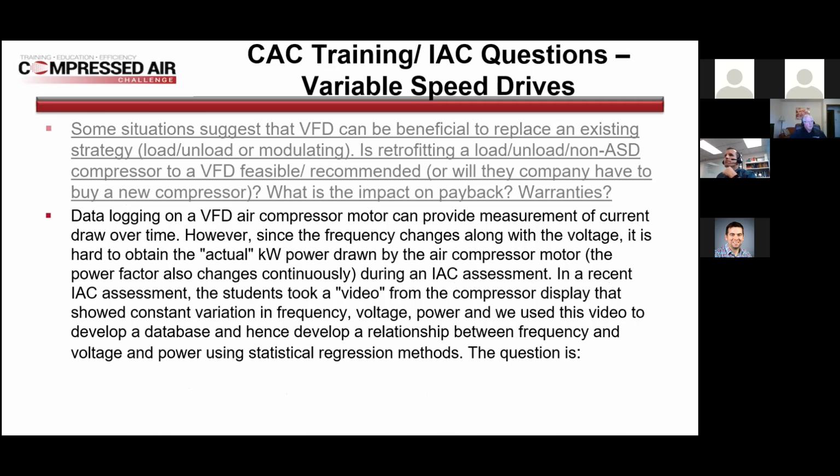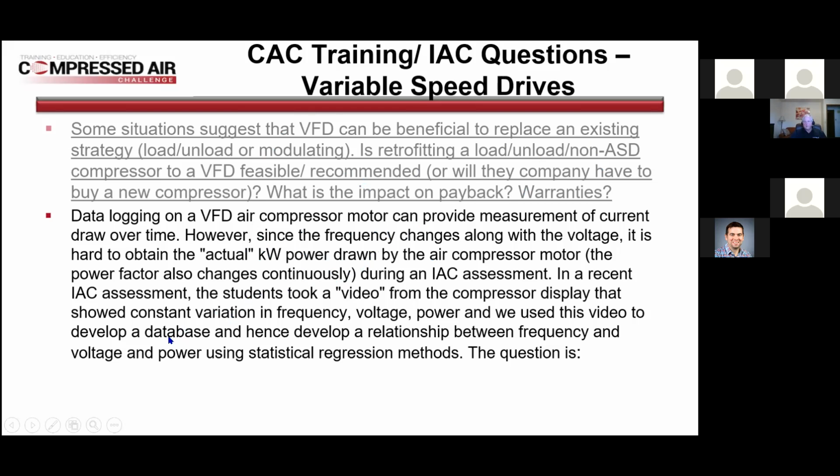Data logging. This one talks about data logging on the VSD and the relationship on it. The thing I'd want clarification on here is it looks like the student is doing the measurements at the actual motor itself. When you're baselining a VSD system, you should never do it at the motor. You should do it at the drive input.